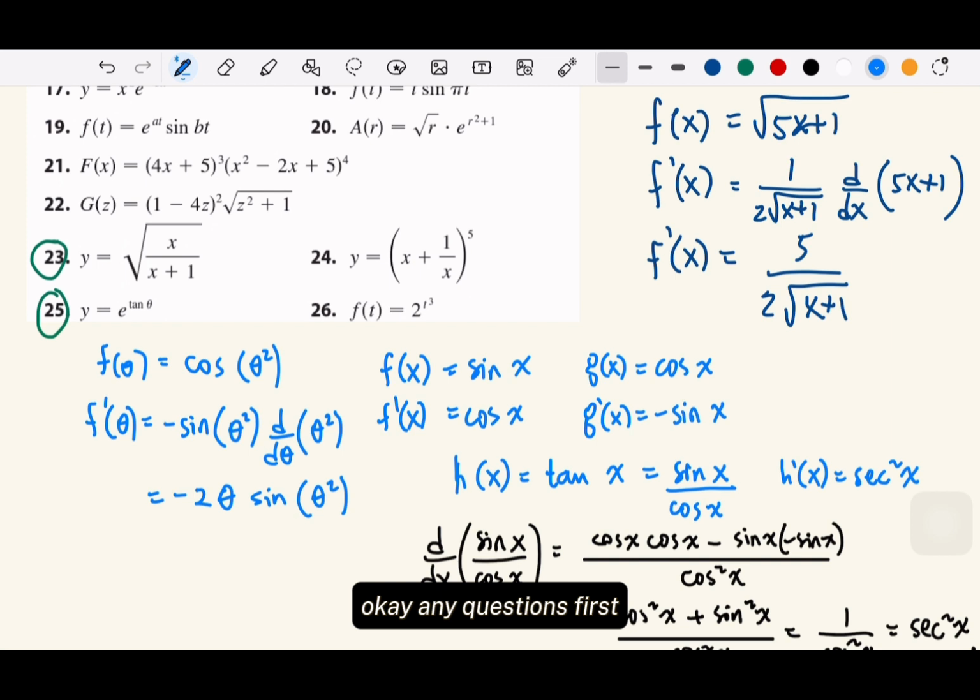Okay, any questions? Can you first explain the sine and cosine one again? The last one you did in the class. This one? Yeah, can you just explain that again? This one? Yeah. Okay.